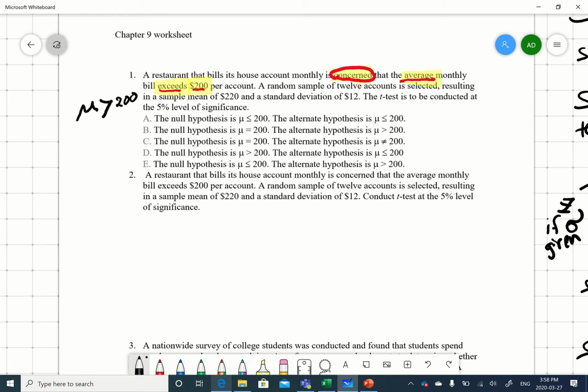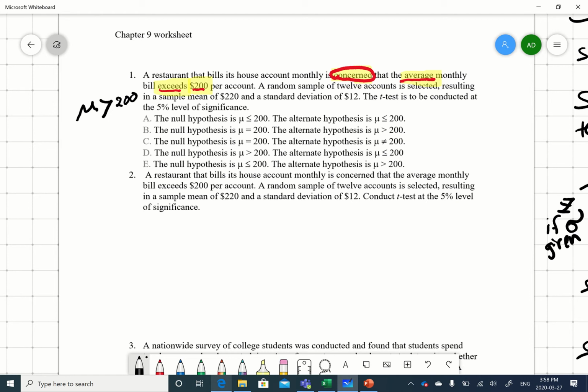And why did I choose population mean? Population mean greater than 200, because in this statement it is very clear that they are talking about all monthly bills: the average monthly bill is more than 200. That's their concern. So this is about the population. It's not about a sample. It's about the population. So this is their hypothesis.